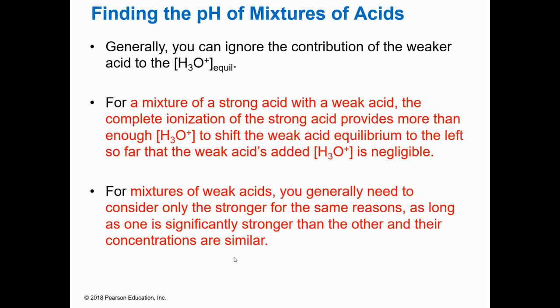So, when we mix a strong and weak acid, the complete ionization of that strong acid is going to overbear that weak acid. So the weak acid will be negligible. So for strong and weak, the complete ionization is enough. All we care about is the stronger one. But for weak acids, you only consider the stronger one. It does need to be significantly larger, but it will be.